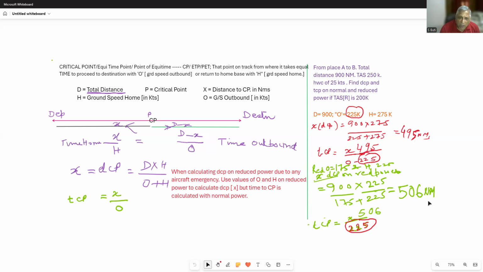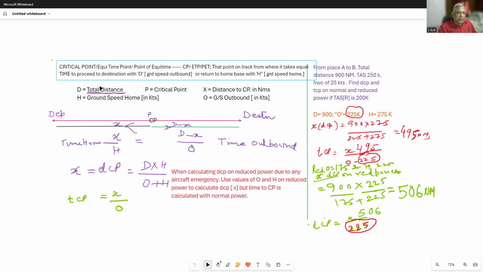And while I'm now on my normal flying, calculate the time required to reach this place. This distance divided by my normal ground speed outbound, that is 225, with which I am flying. Don't use the reduced value because I've been flying at my normal speed. I just want to know, have I crossed this point or not?